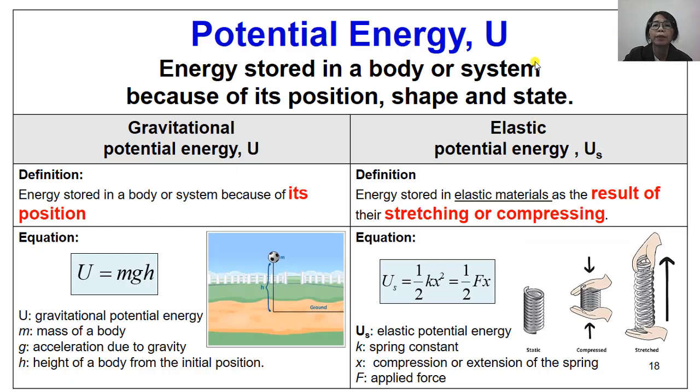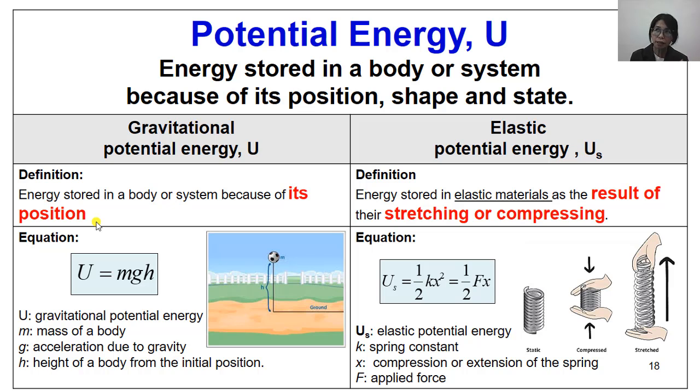So, potential energy U actually refers to the energy that's stored in a body or a system because of its position, shape, or state. Basically, potential energy can be categorized into two: gravitational potential energy and elastic potential energy. So, what is gravitational potential energy? Gravitational potential energy is the energy that we store in a body or a system because of its position.